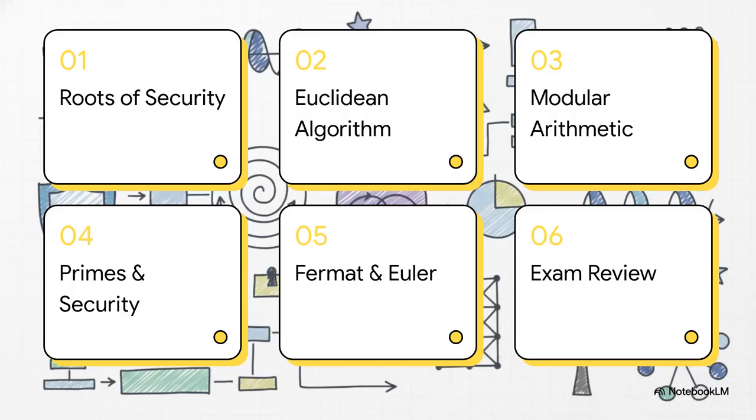Here's our syllabus for today's Explainer. We're going to cover the roots of digital security, walk through the Euclidean algorithm step by step, make modular arithmetic simple, talk about primes, explore Fermat and Euler's theorems, and then conclude with a quick number theory exam review.